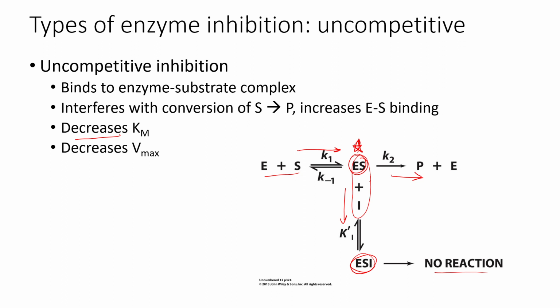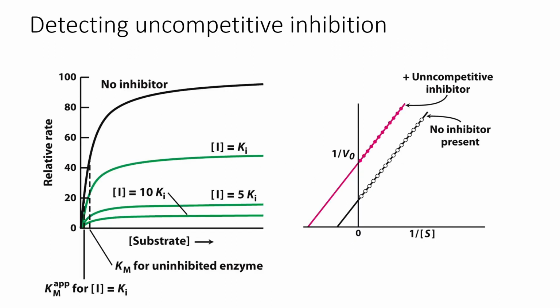And then something else that's also going to happen is we are going to have a decrease in the Vmax. Because we have less ability of formation of product, we're never going to be able to reach that same Vmax that we would have without the inhibitor present. So let's look at what that means with our plots.